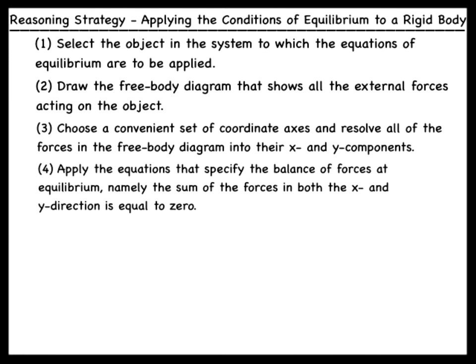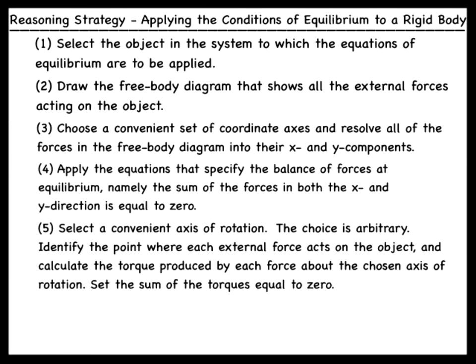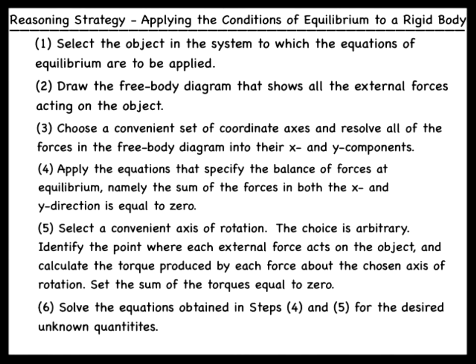Step 5. Select a convenient axis of rotation. The choice is arbitrary. Identify the point where each external force acts on the object and calculate the torque produced by each force about the chosen axis of rotation. Set the sum of the torques equal to zero. Finally, step 6. Solve the equations obtained in steps 4 and 5 for the desired unknown quantities.